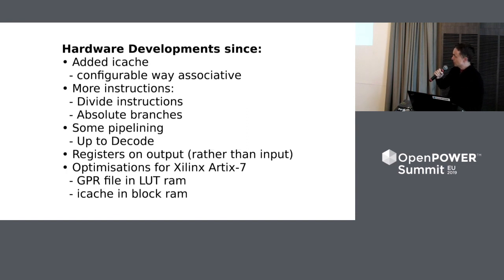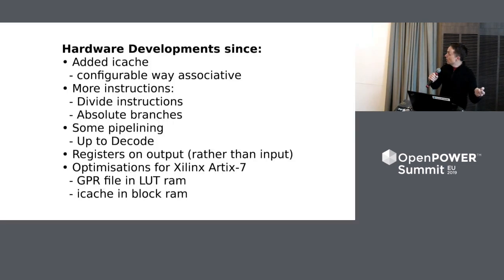We added a bunch more instructions, some that were missing. So the divide instruction that compilers do actually spit out. We didn't have that at release, but we've added that now thanks to some work by Paul McCarris back in our lab. So that's great. We've got absolute branches. These aren't really used very much, but it's nice to finish off that set of things. We've added some pipelining.